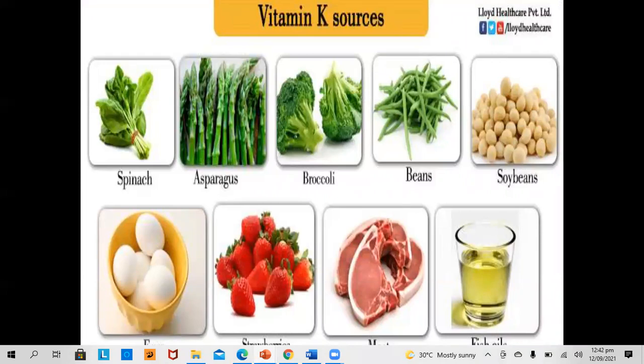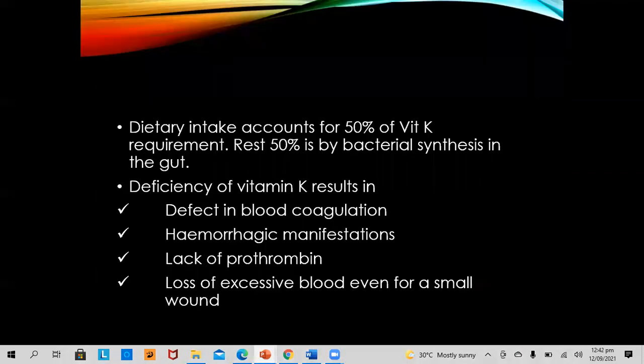Then vitamin K. Vitamin K has varied sources that include egg and meat, fish oil, strawberries, spinach, asparagus, broccoli, beans, and soya beans. Dietary intake accounts for 50% of vitamin K, while the rest of the 50% is produced by bacterial synthesis in the gut. So all the diseases that are affecting the bacteria in the gut will result in vitamin K deficiency as well.